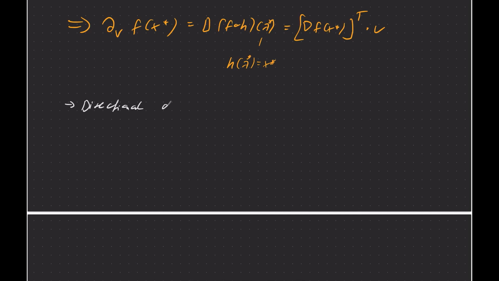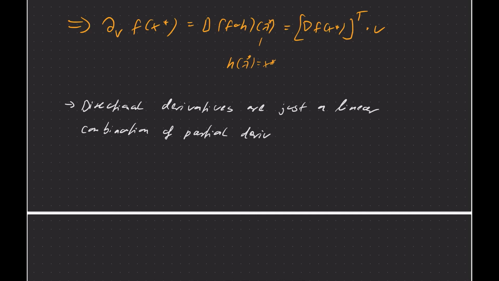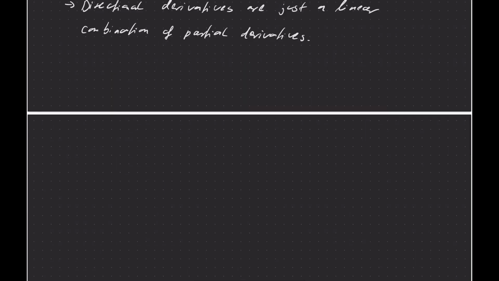So directional derivatives are just a linear combination of partial derivatives. So this whole thing just became a whole lot easier, I would say. And let's do one more example to see that.